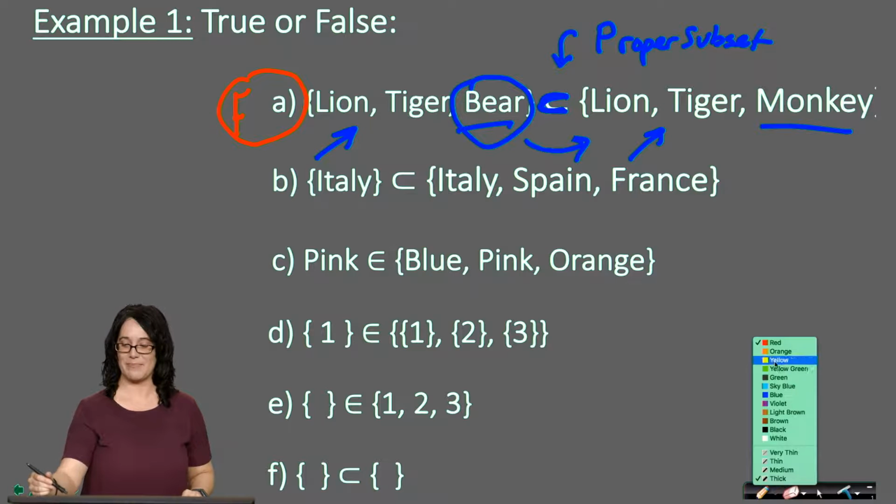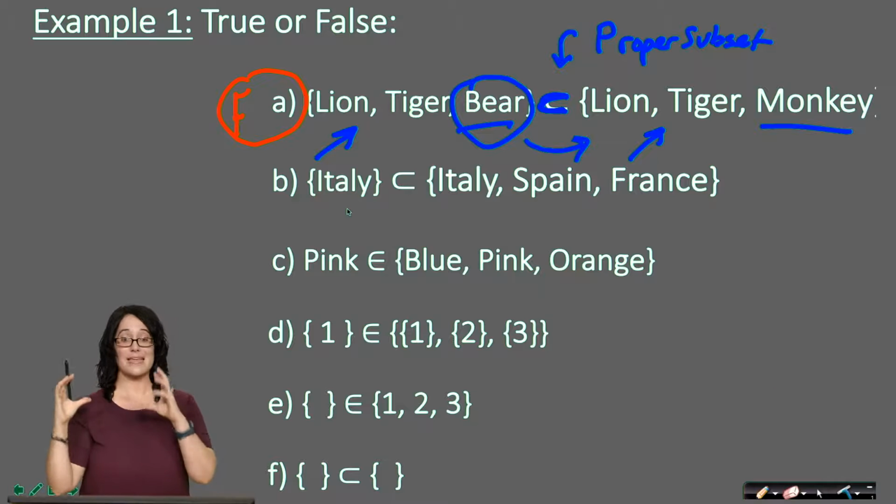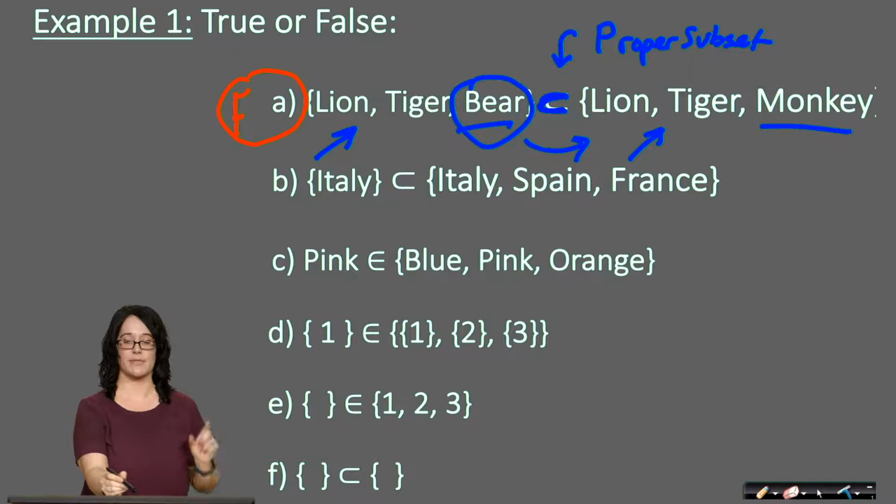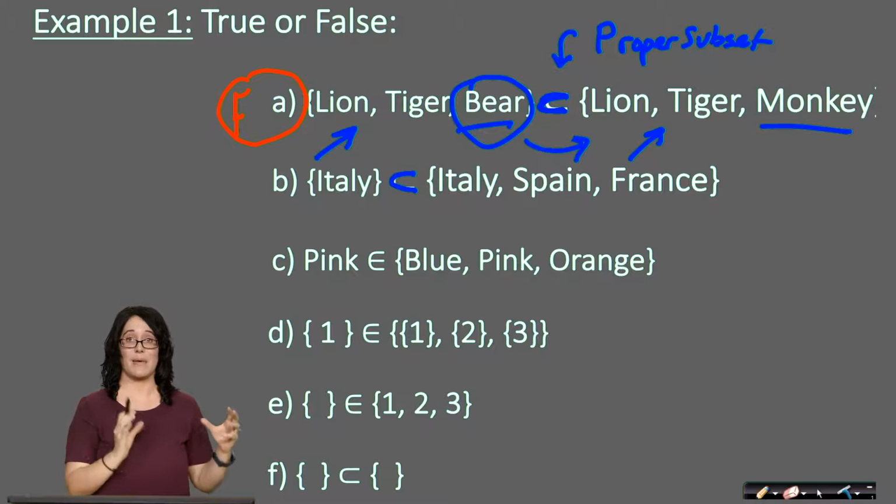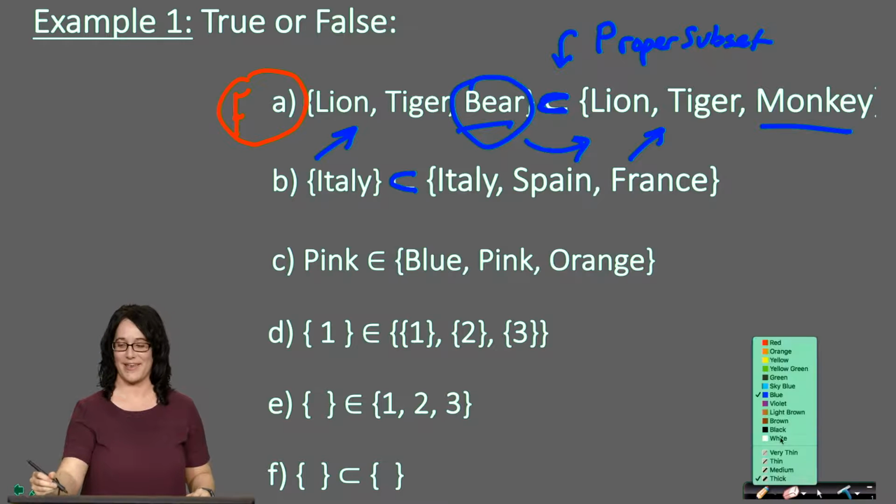All right, let's head to B next. Here we go with B. It says the set with Italy as the only element is a proper subset, so same symbol again, of the set containing the elements Italy, Spain, France. Pause the video, see if you think it's true or false. What'd you think? Well, if you said true, then you are correct.